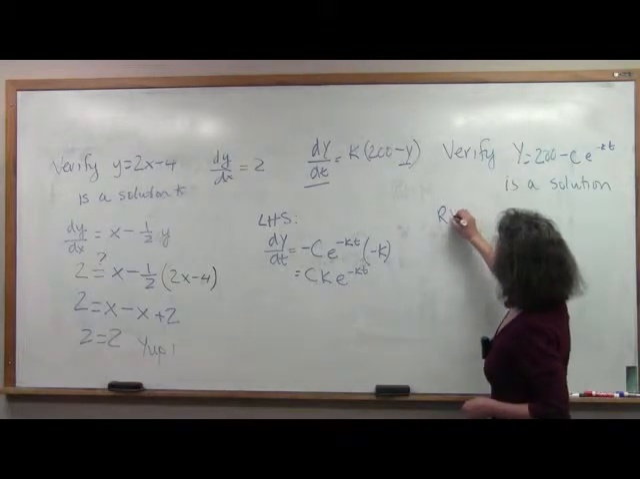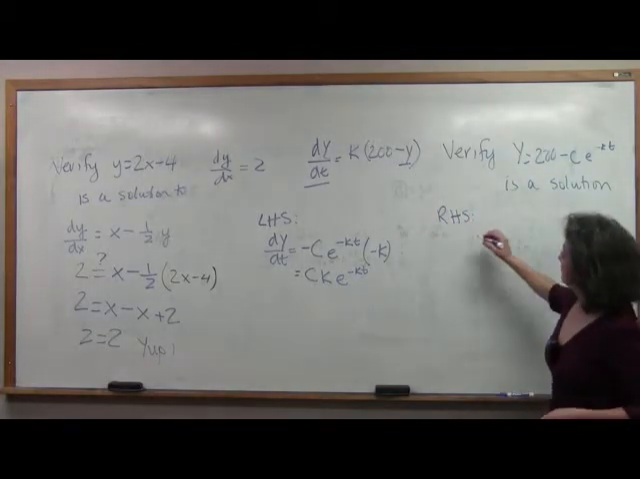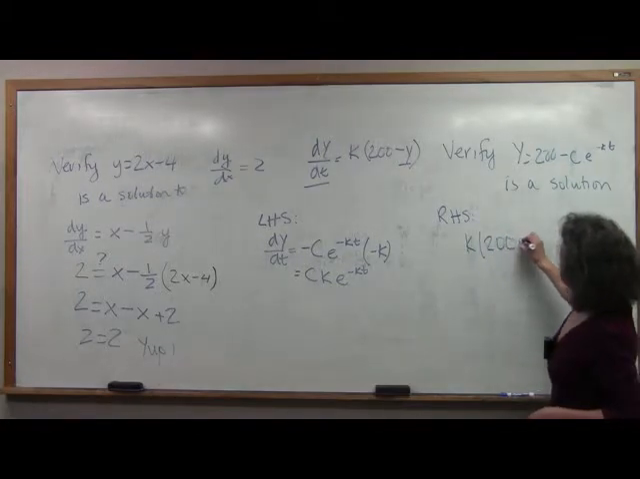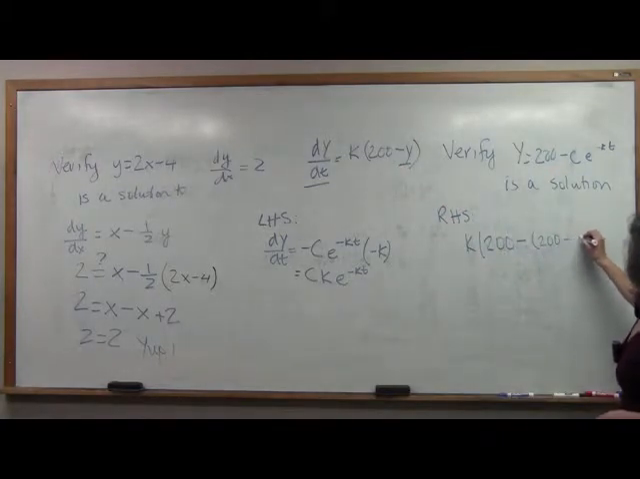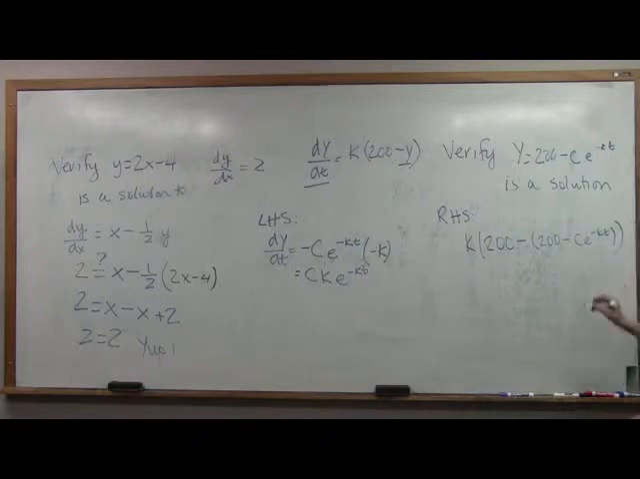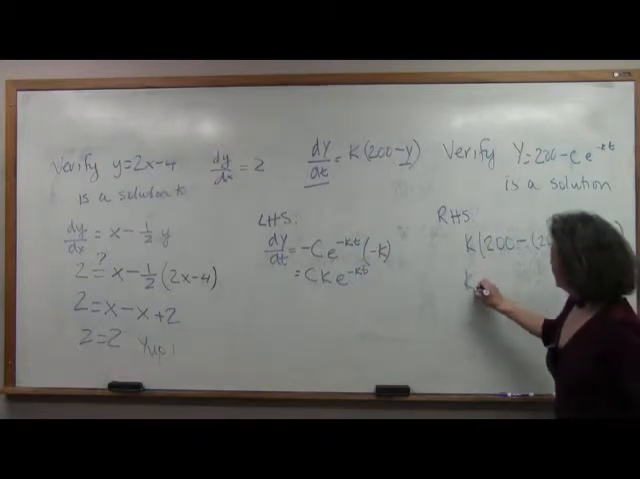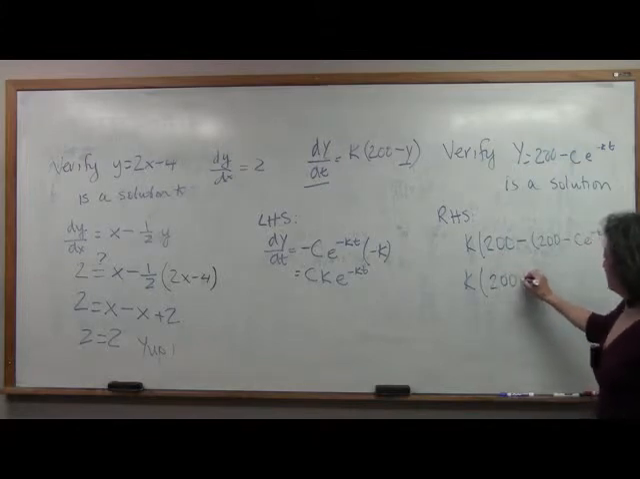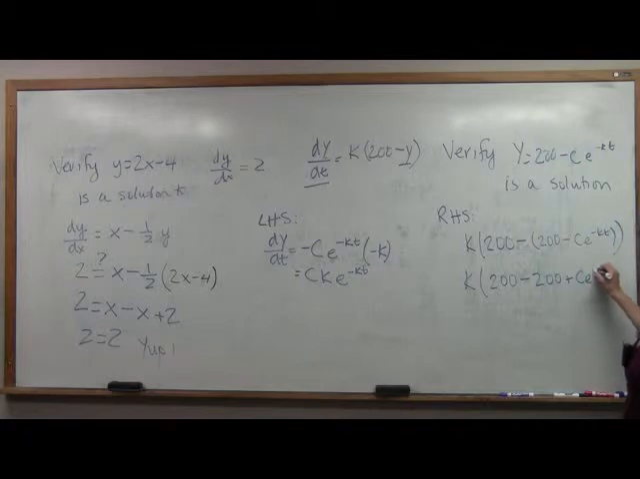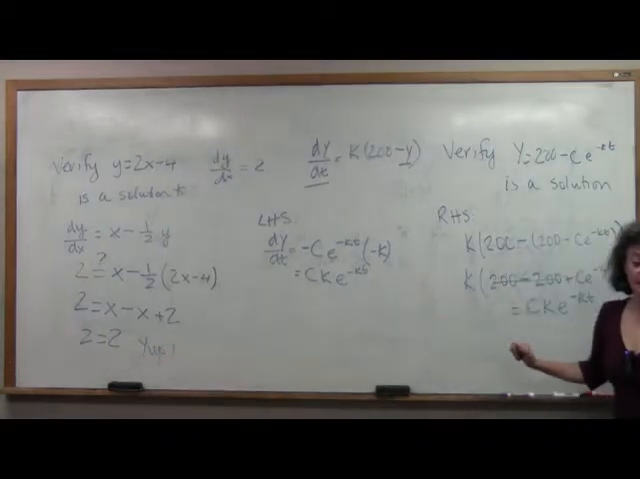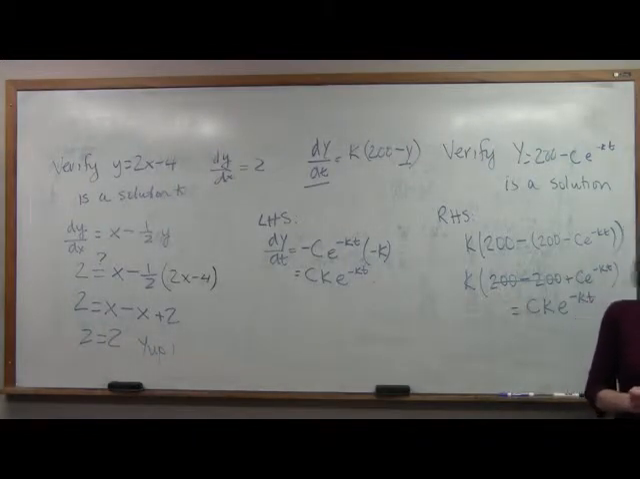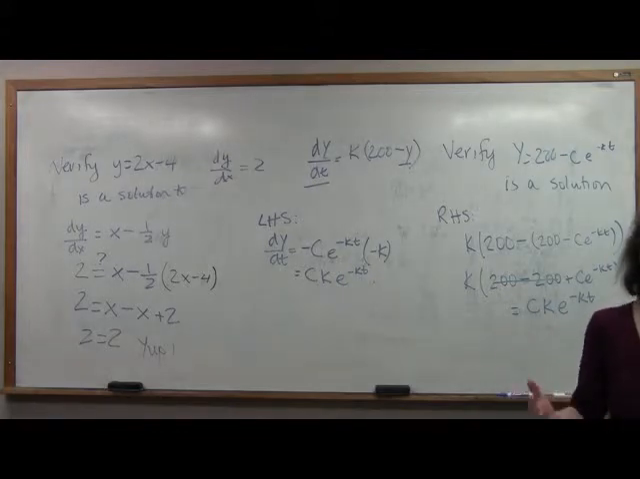Now let's look at our right-hand side of the equation. In other words, let's see what we get when we plug in y. Well, we have 200 minus y. Y in this case has more than one term, so I'm going to need to put that in parentheses. Next, I'll distribute the negative sign throughout my parentheses. Notice my 200s cancel, and again I'm left with ck e to the negative kt. Notice that my left-hand side is equal to my right-hand side. Okay, so we have verified that that is the solution.